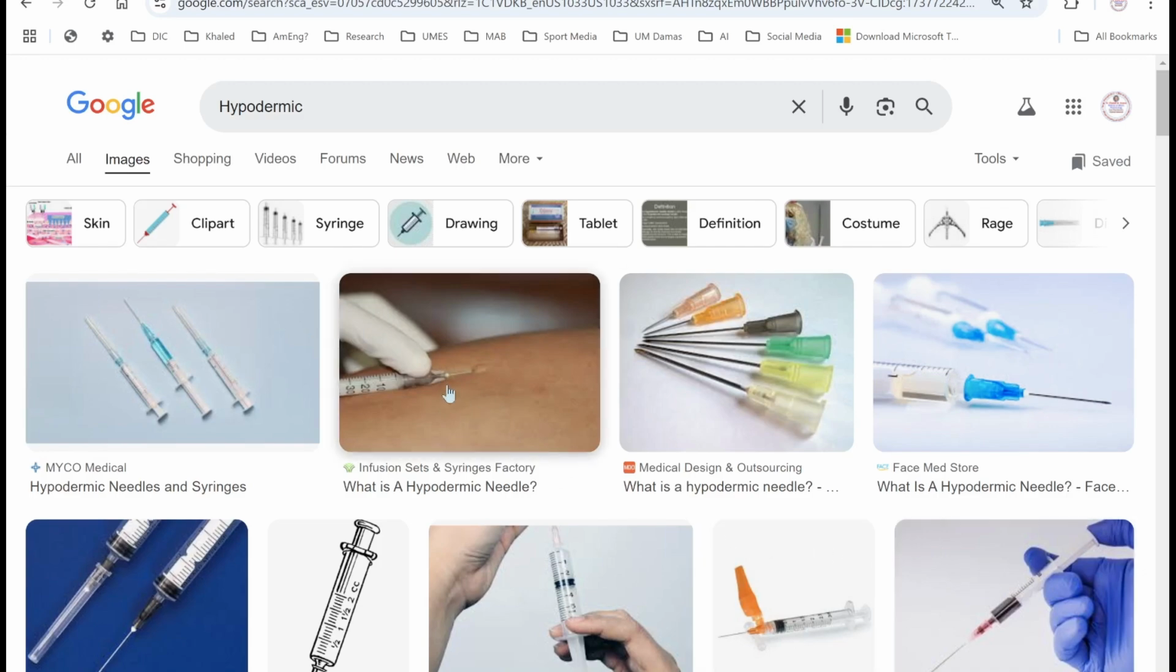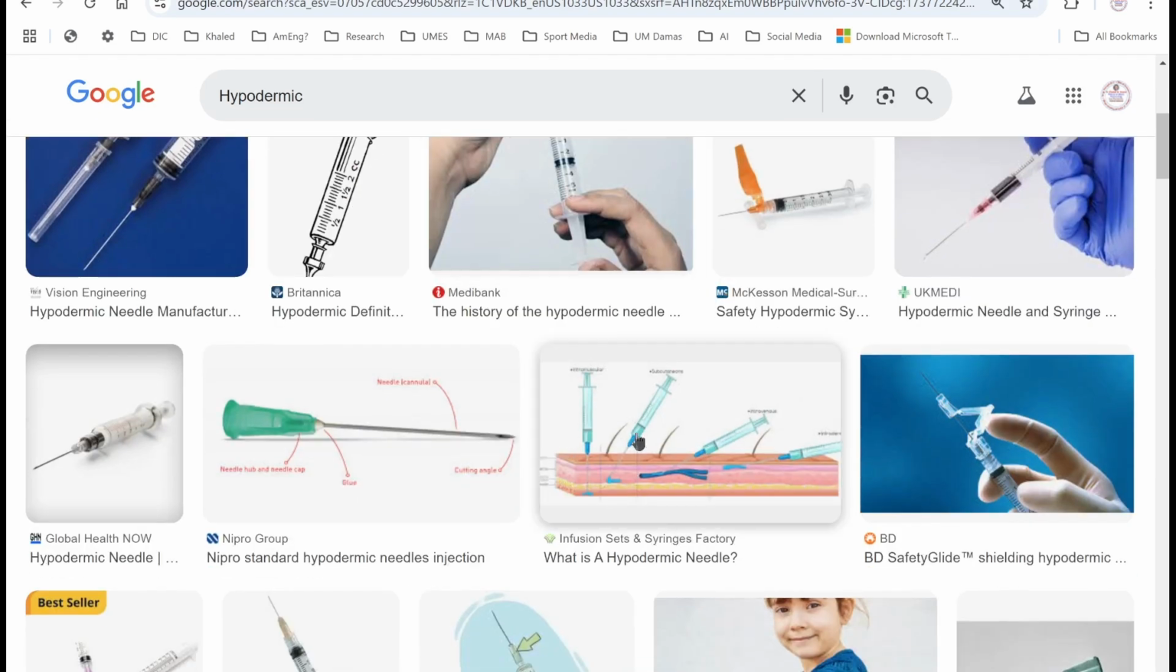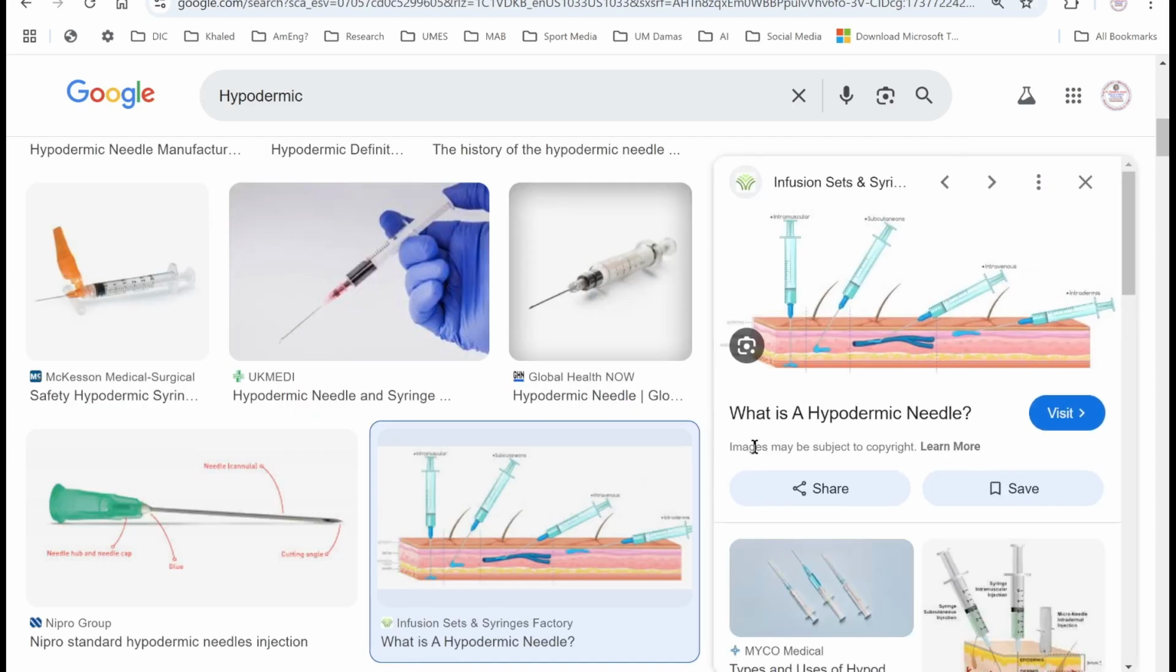We use it for hypodermic injection, and we insert the needle under the skin, below the epidermis. You can see this image here showing the hypodermic, the first one. If you click on this image, you can see the hypodermic, or subcutaneous. This is subcutaneous, under the skin.